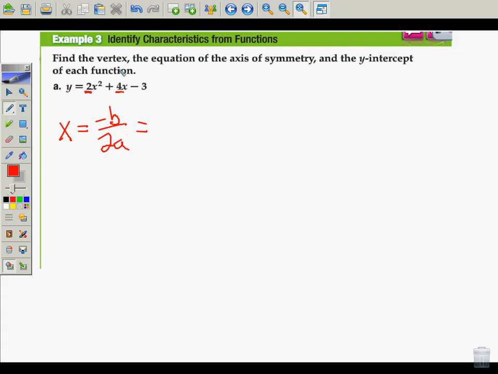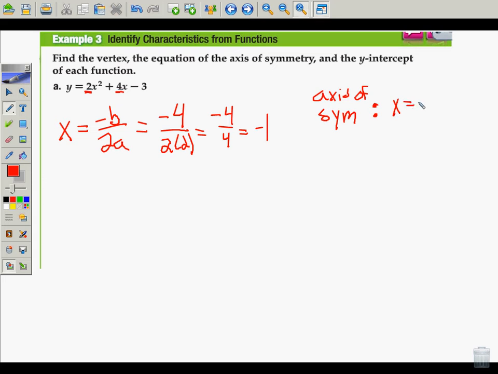It goes a, b, c. So I do minus b, negative 4, all over 2 times a, which is 2. I get negative 4 over 4, which is just negative 1. So now I know my axis of symmetry, and a lot of times I just abbreviate symmetry to SYM, x equals negative 1.